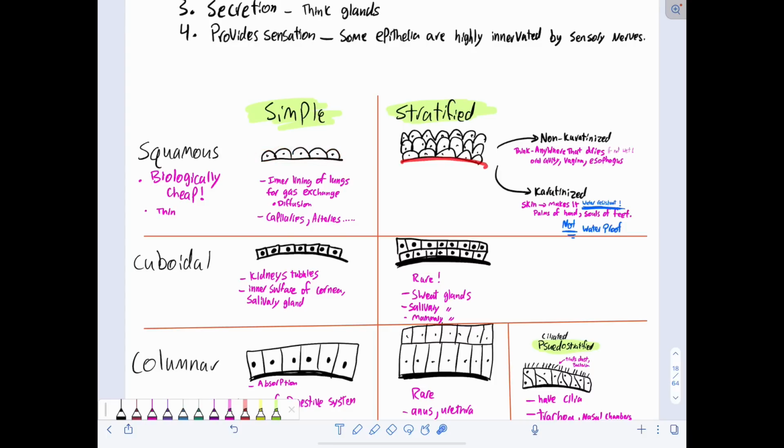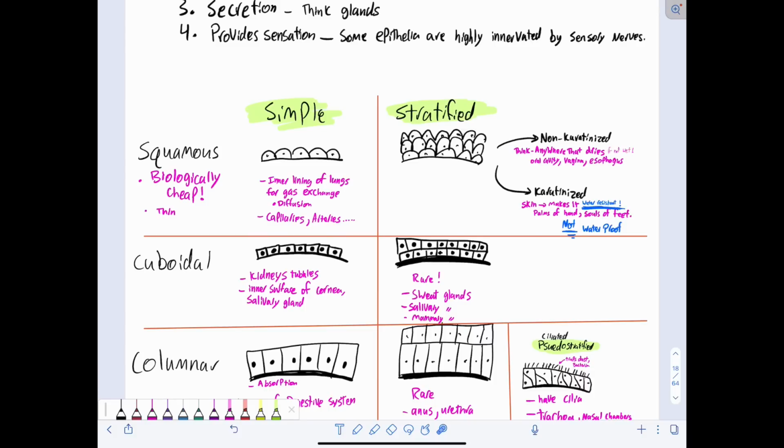Stratified means if you look at this basement membrane, there's not just one layer of cells on top, but rather two or more, okay? So you can see that in the simple, there's only one cell that's touching, right? And in the stratified, one cell is touching the basement membrane again, but there are cells on top of it, okay? And so not all cells are touching the basement membrane.